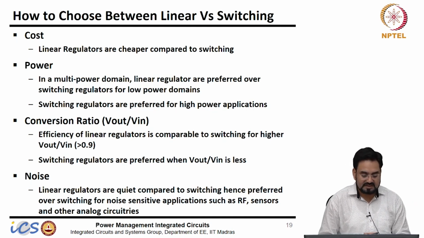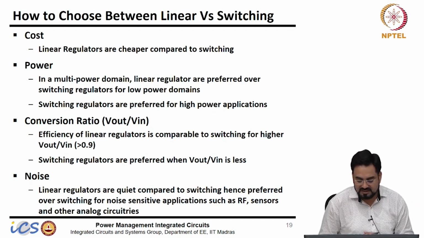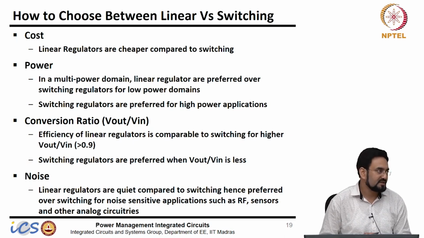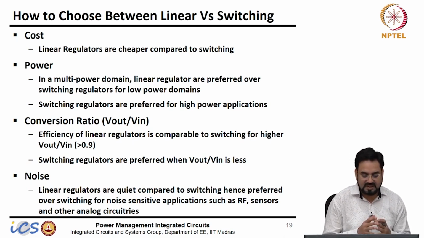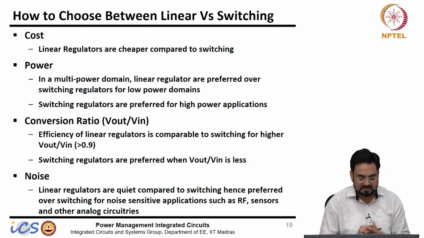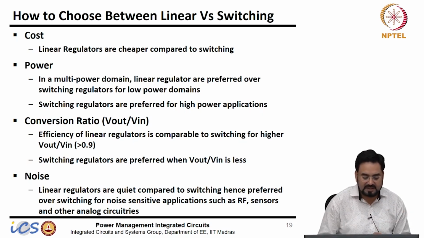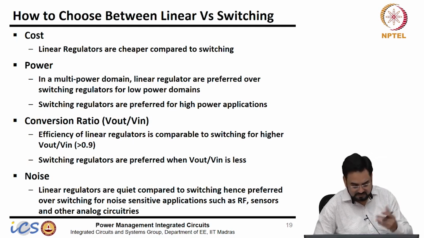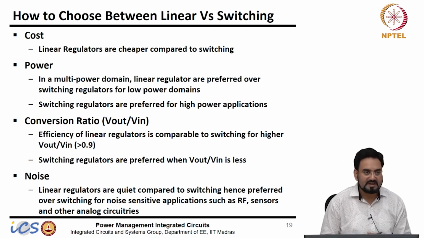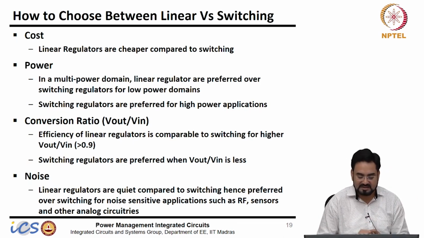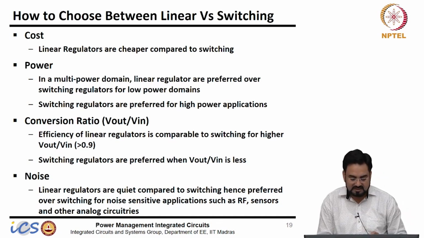Power is another thing. In a multi power domain, linear regulators are preferred over switching regulators for low power domains, because let us say 90% of the power is being catered by switching and only 10% by linear regulators. Even if your linear regulator has lower efficiency, the overall impact on the efficiency will be negligible. Switching regulators are preferred for high power applications. That is what I meant when I said 90% of the power is delivered by the switching regulator.